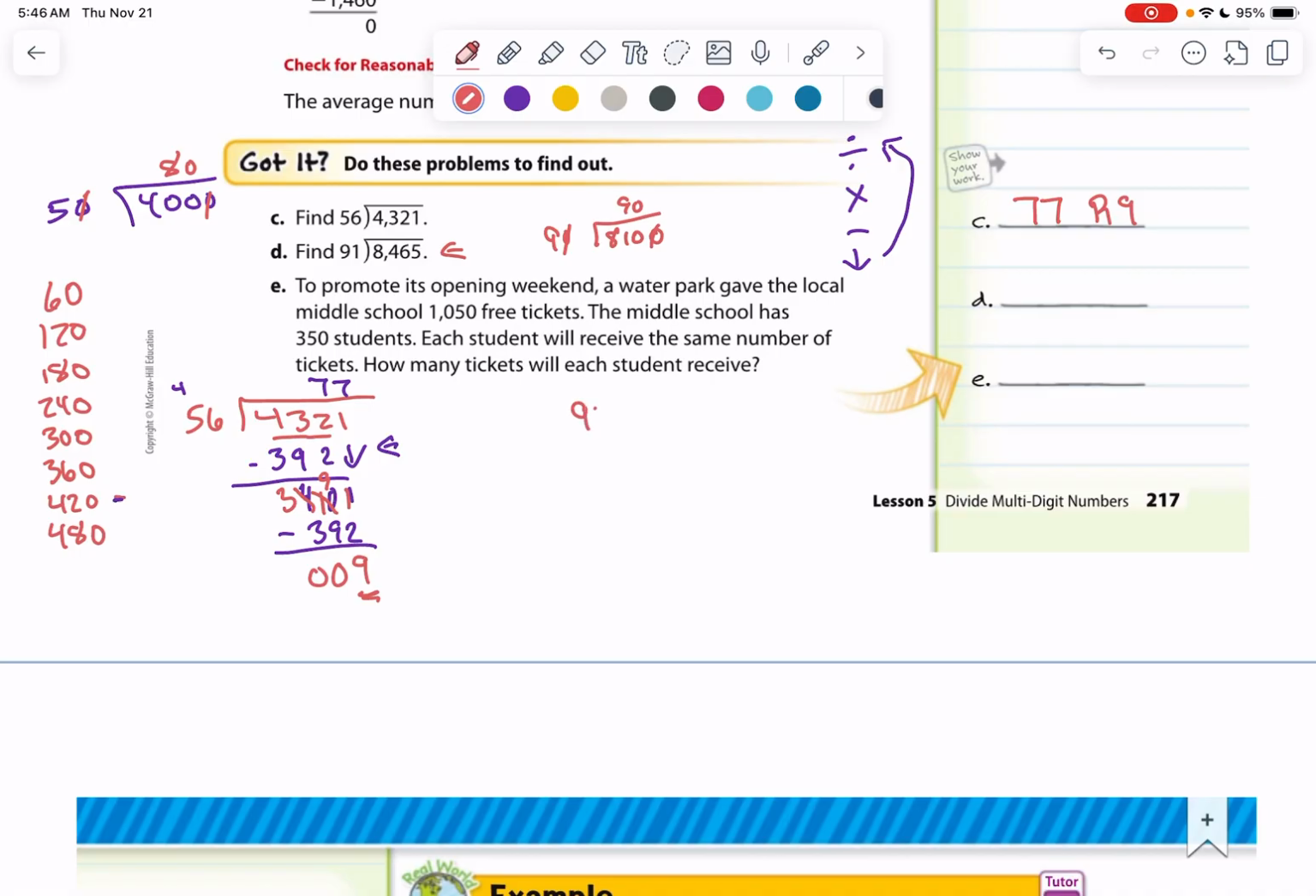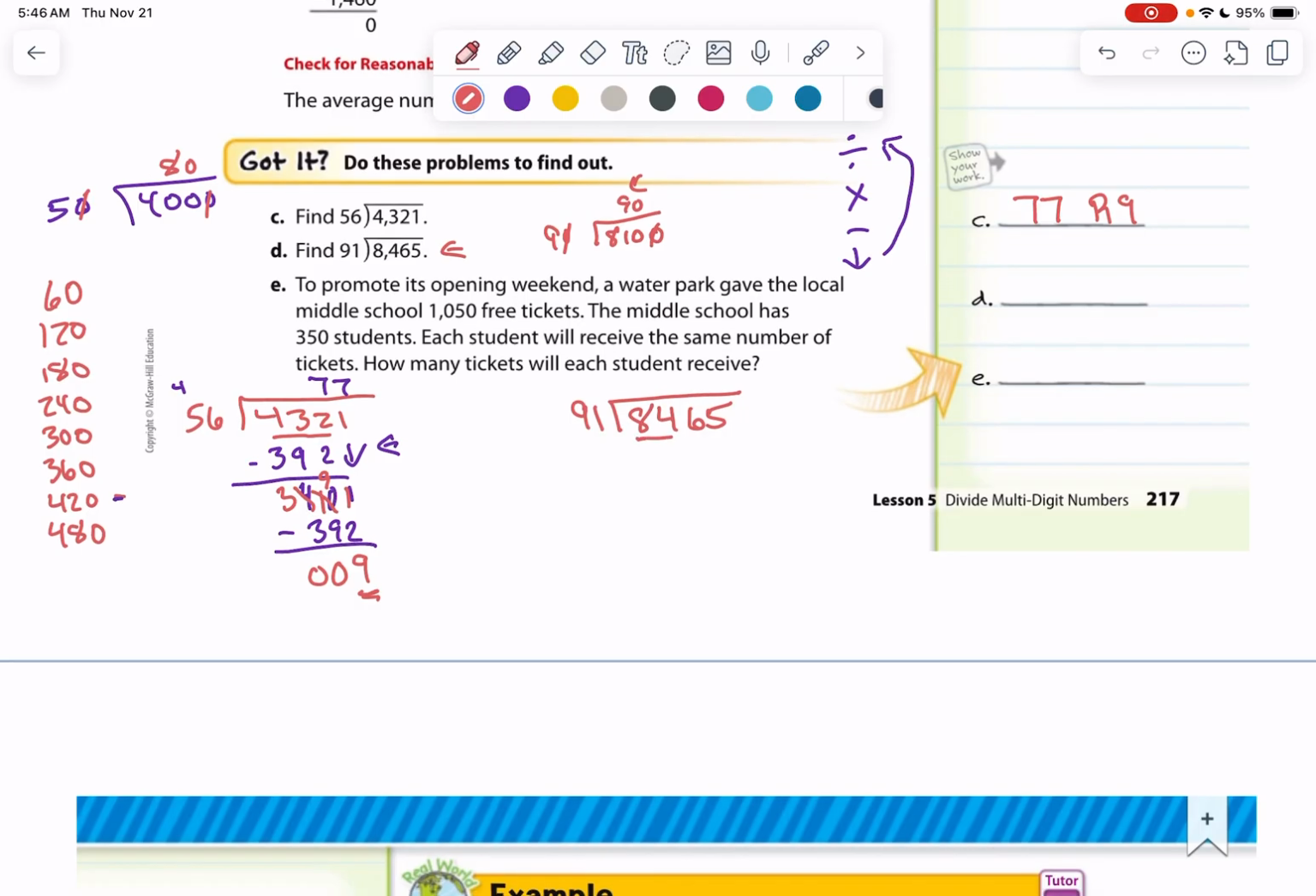So 91 into 8,465. And I know from my estimate that 91 can go in approximately 9 times to begin with, but it can't go into 8 or 84. It's going to have to go into 846. All right, so let's put a 9 up here, see if it works. 9 times 1, 9. 9 times 9, 81. Subtract. All right, oh, I'm going to have to regroup here.